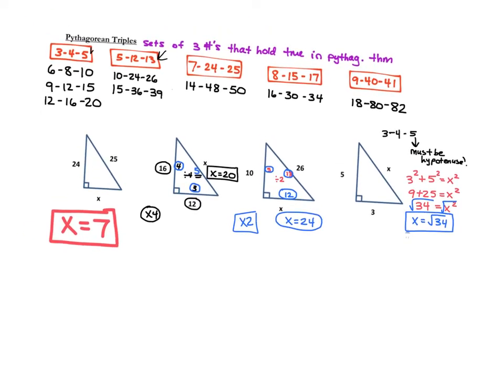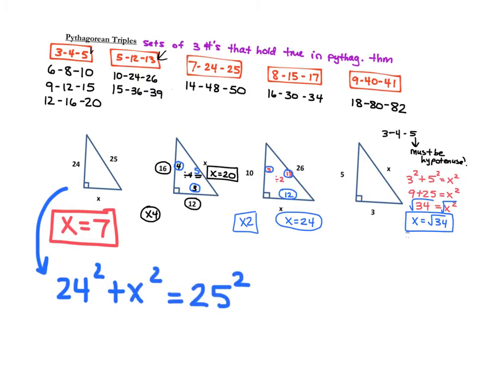Okay, what do I mean? What does Miss Barrett mean? This is what I mean. If I went through and I did 24 squared plus x squared equals 25 squared, I would solve through and I would get x equals 7. I don't know about you guys. I think it's a lot easier just to look at that and say, oh, it's a 7, 24, 25. I'm done. Okay, that's the purpose of the triples.